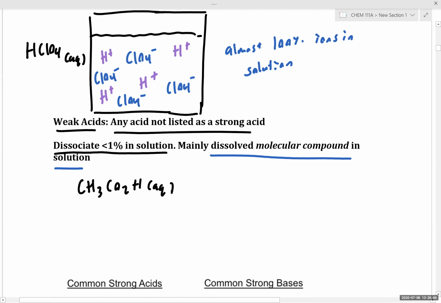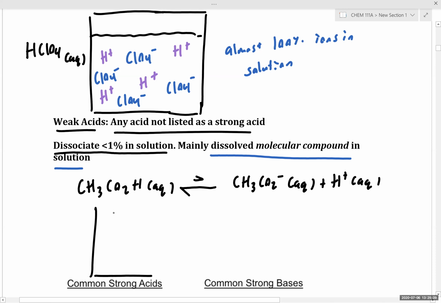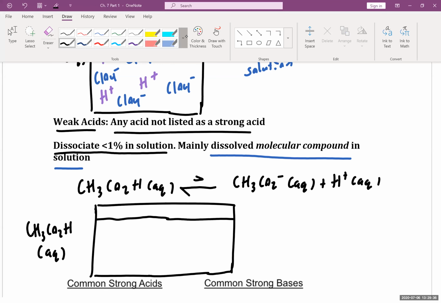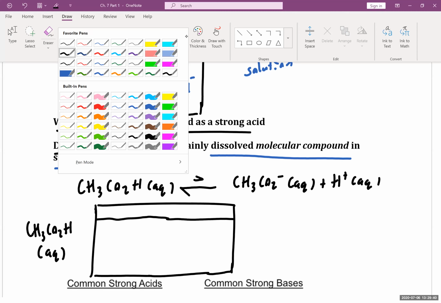Acetic acid is soluble in water, but just like a weak base, it dissociates less than 1% to give ions in solution. So we don't really see a large amount of acetate anions or protons in solution. If we were to draw a picture of acetic acid in solution, CH3CO2H, should I draw mainly ions or mainly molecules? Just like before, it's a weak acid, so we'll draw mainly molecules. So then let's draw some acetic acid molecules.